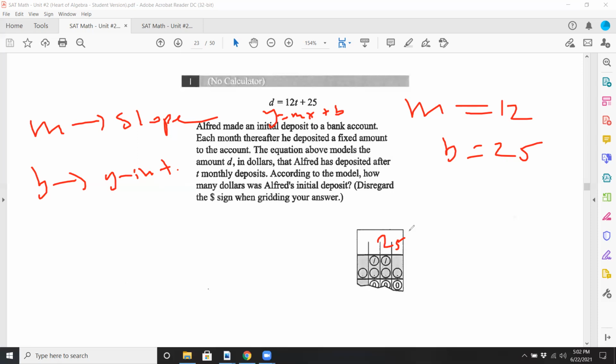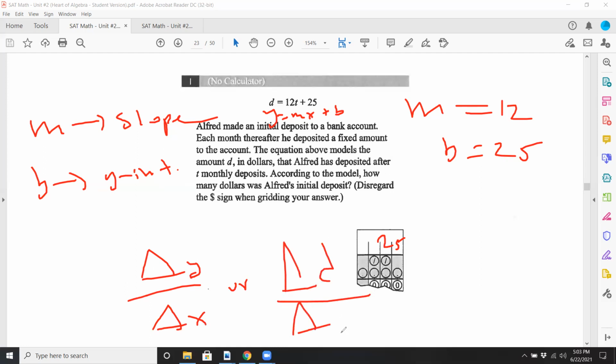What does 12 represent? 12 is the slope. What is slope? Slope is the change in y over the change in x, or the change in D over the change in t, or the change in money per month. How much extra money do you get per month? You get $12 per month. So that's what 12 represents. 12 represents the slope, the amount of money per month. So that's how you interpret it.